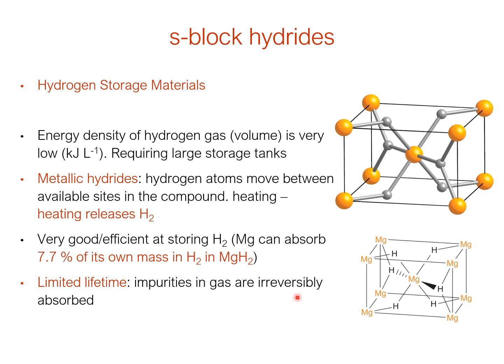However, the issue with this is lifetime. Impurities in the gas are irreversibly absorbed. So if you have CO2 or CO in the gas, they'll irreversibly bond into the structure, and your hydrogen storage capacity won't stay at 7.7% for long. It will go down.